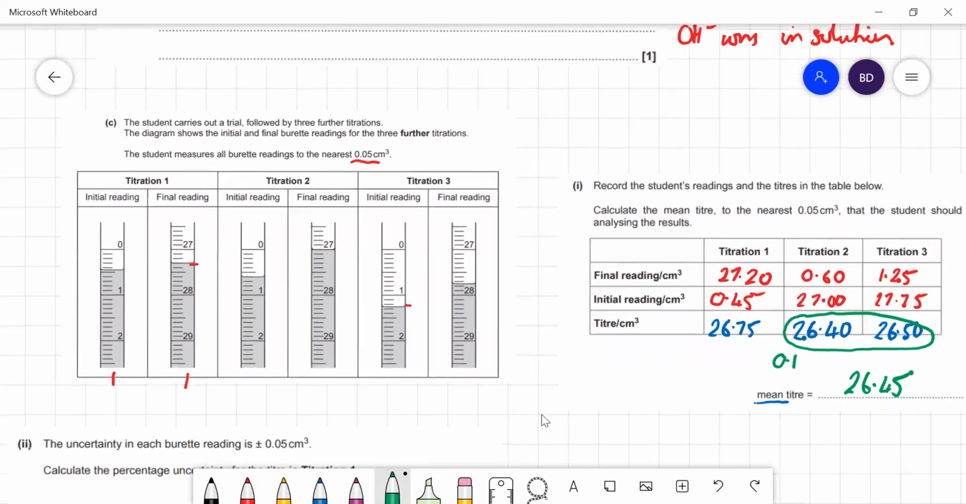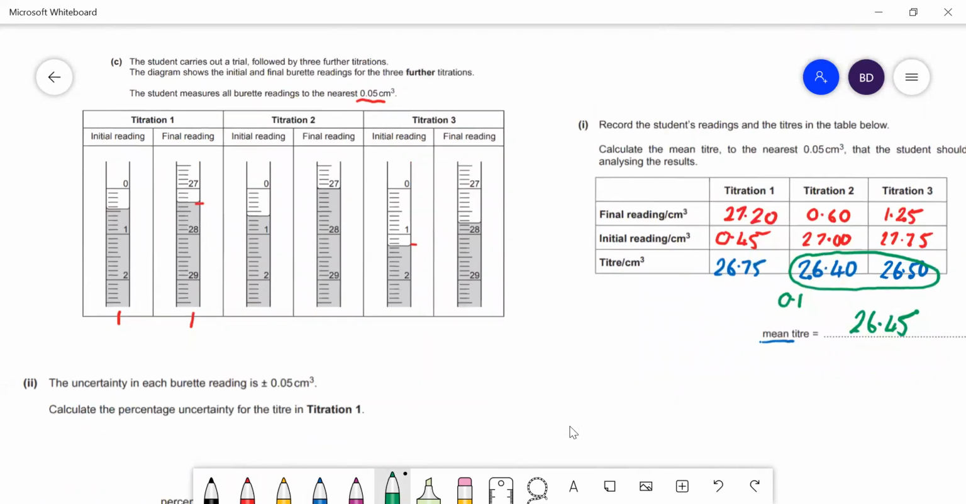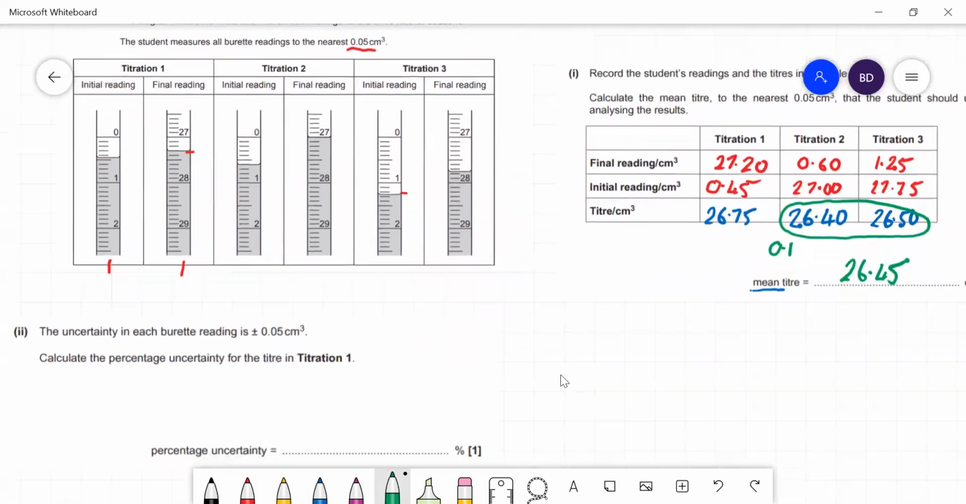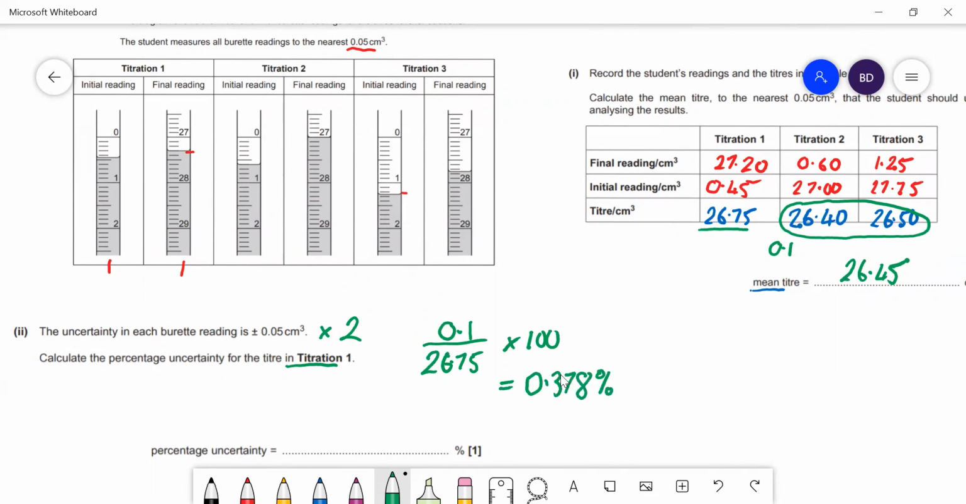Right, uncertainties. The uncertainty in each burette reading is 0.05. So calculate the percentage uncertainty for titer in titration 1. Right, so we've got to multiply that by 2 because you take 2 burette readings, the initial and final. So that's 0.1, twice that. And the titer was 26.75, multiplied by 100. That should give us 0.378%, so about 0.4%. Okay.